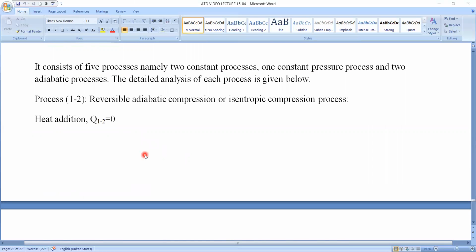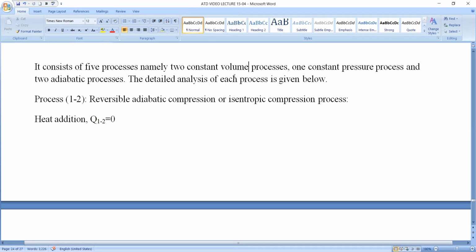After that, we'll proceed with the derivation of the air standard efficiency. It consists of 5 processes, namely 2 constant volume processes, 1 constant pressure process, and 2 adiabatic processes.